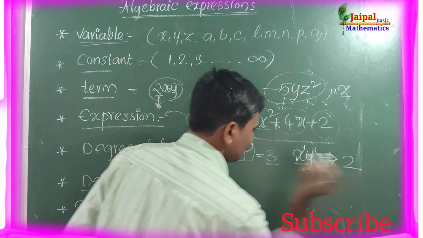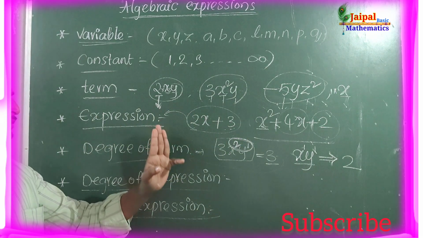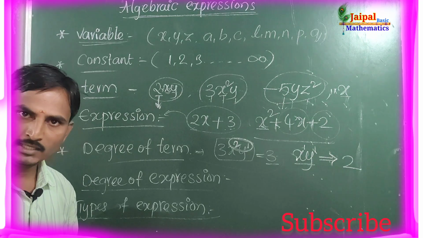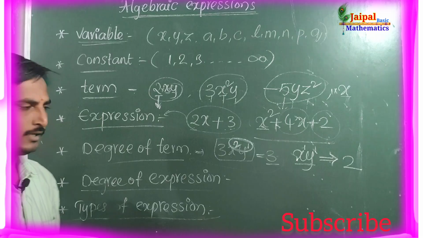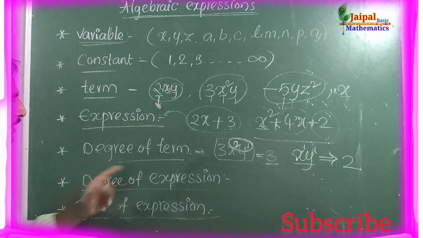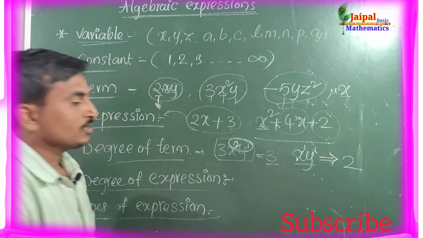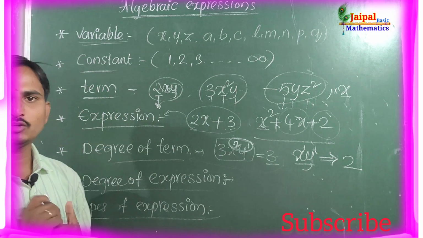Here 1 plus 1 is 2, like this, fine. So degree of term means the sum of all exponents of the variables in the term is called the degree of the term. Okay? So let's go to degree of expression. Degree of expression means the highest degree of a term in the expression is called the degree of the expression.